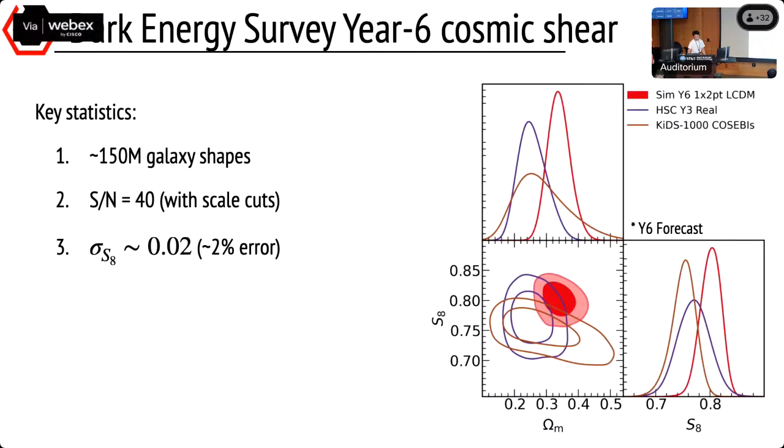OK, so in the last few minutes, I would like to change gears and talk about Y6 cosmic shear cosmology with the weak lensing data we produced. So with all the improvements to the data just described, we obtained 150 million galaxy shapes. I think this is the most among any of the shear catalogs that exist in the world. And our measurement of the 2-point correlation function has a signal-to-noise of 40 with scale cuts. That is our modeling choice. And the plot shows the forecast of Y6 cosmic shear, so not the real data.